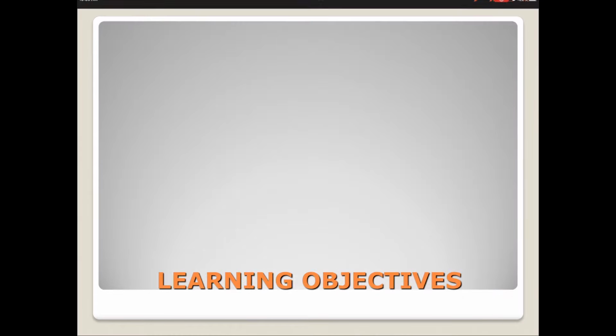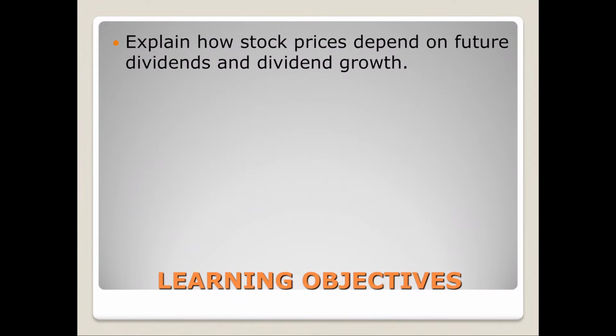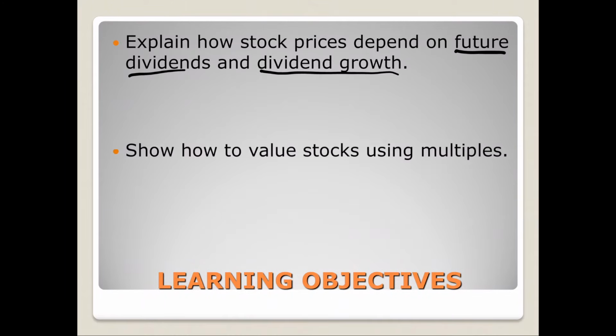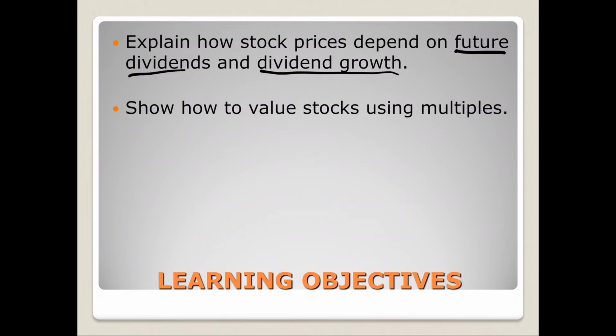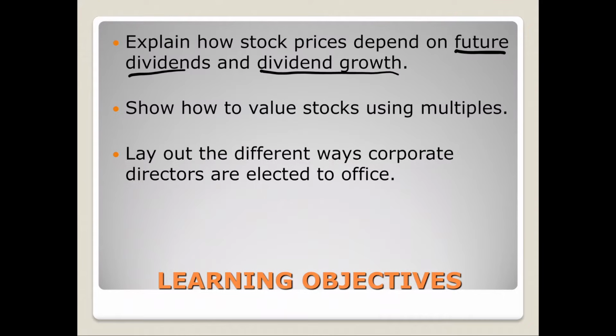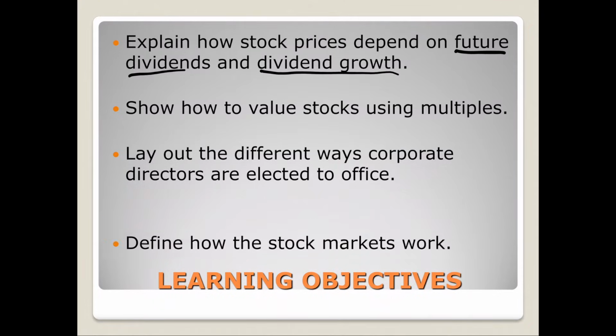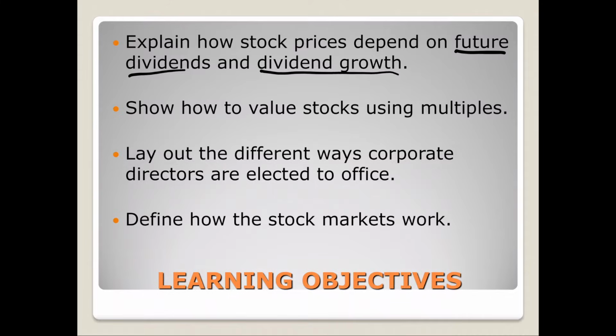So our learning objectives here today: first, explain how stock prices depend on future dividends and dividend growth. Then we will show how to value stocks using multiples, just another method that is used to value a share of stock. And as you will notice throughout today's discussion, when I say value a share of stock, I'm simply trying to identify what would be the price at that particular point in time. Then we will lay out the different ways that corporate directors are elected to office. And then lastly, we will define how the stock market works.